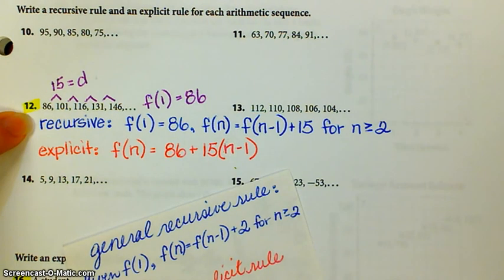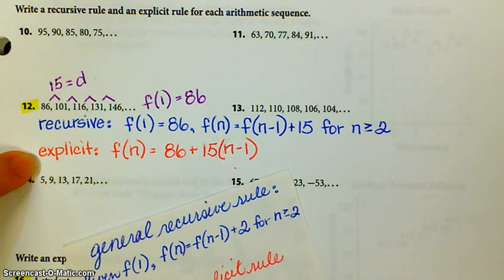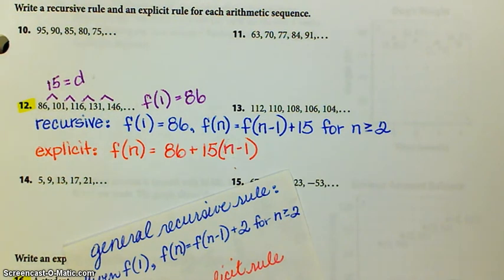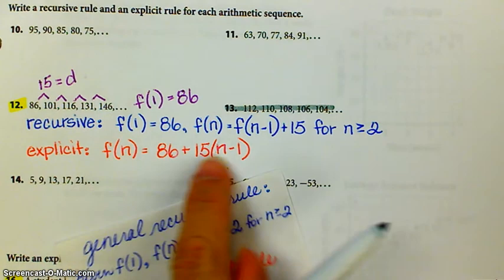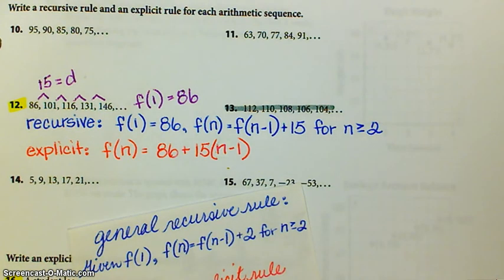Okay, recursive rule is written in blue. That's the whole rule. Explicit rule is written in red. And I'm going to go ahead and mark this out because obviously we're not doing that one. It's just number 12 is running over. All right, join me for number 16.